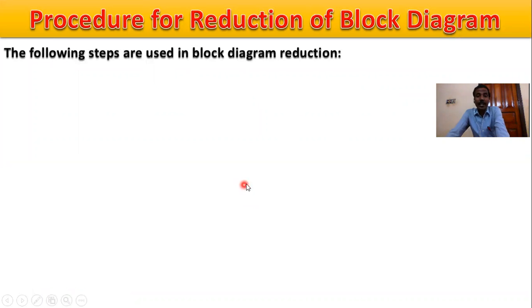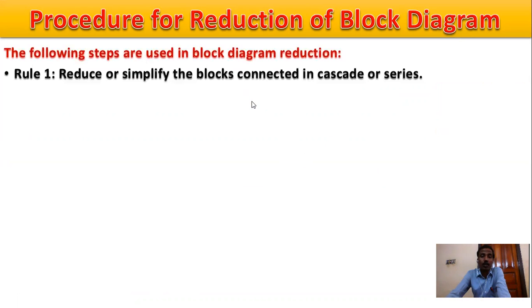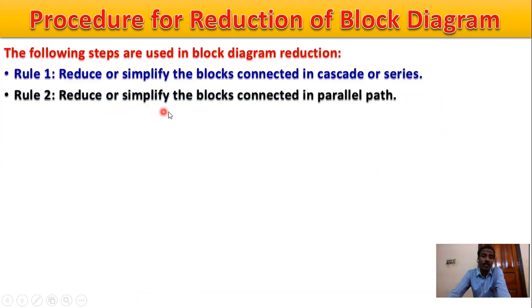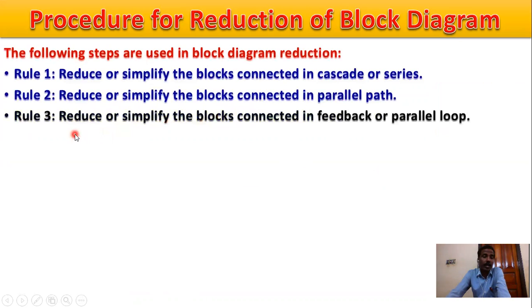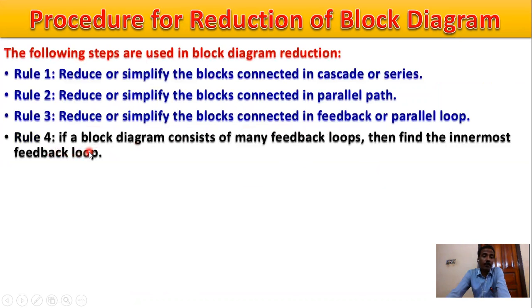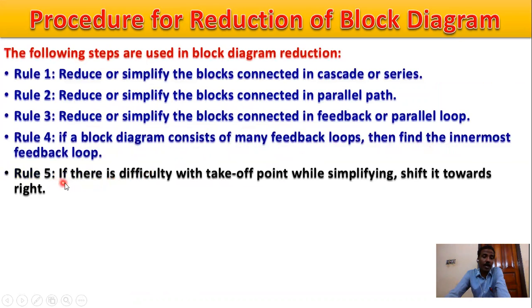Then procedure for reduction of the block diagram. What is the procedure of the block diagram reduction? Rule number 1, reduce or simplify the blocks connected in cascade or series. Rule number 2, reduce or simplify the blocks connected in parallel path. Rule number 3, reduce or simplify the blocks connected in feedback loop. Rule number 4, if a block diagram consists of many feedback loops, then find the innermost feedback loop. Rule number 5, if there is difficulty with takeoff point while simplifying, shift it towards right.